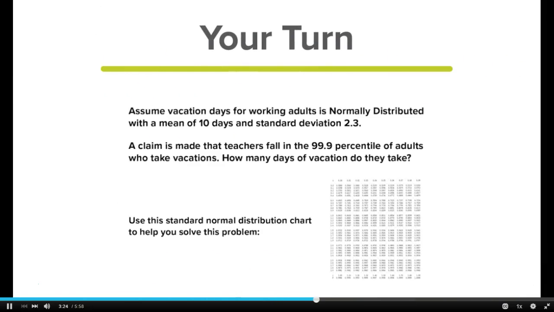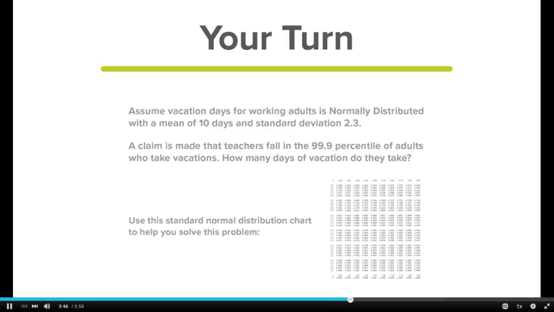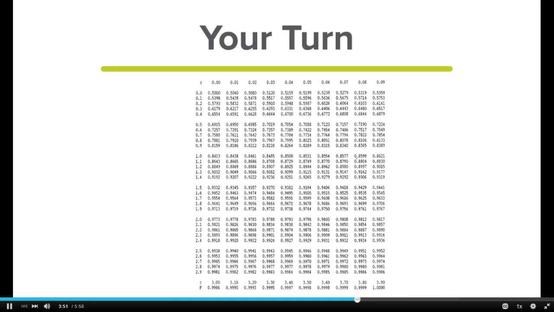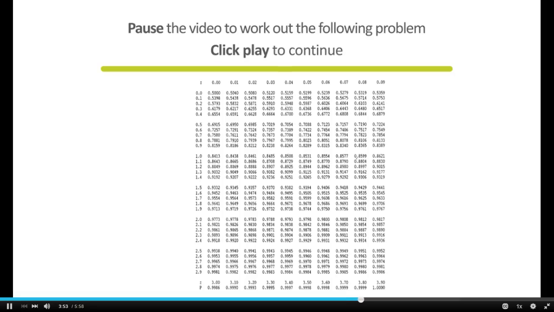Now it's your turn. Assume vacation days for working adults is normally distributed, with a mean of 10 days and a standard deviation of 2.3. A claim is made that teachers fall into the 99.9th percentile of adults who take vacations. How many days of vacation do they take? You'll use the standard normal distribution chart to help you solve this. Pause the video to work out the following problem, then click play to continue.